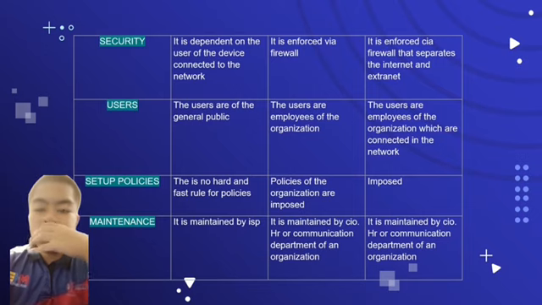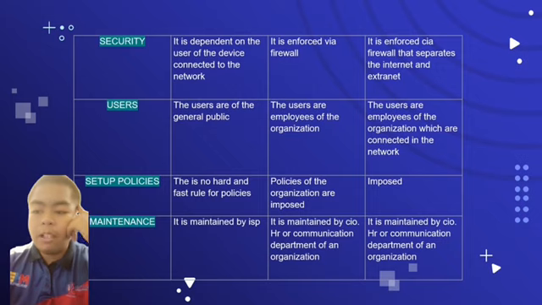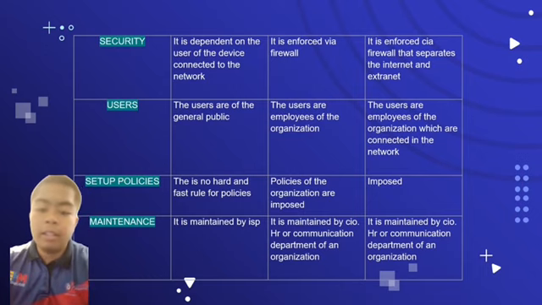For the setup policies: first, internet. There is no hard and fast rule for policies. For intranet, policies of the organization are imposed, and for extranet we can see that it says policies of the organization are imposed. It seems like intranet.